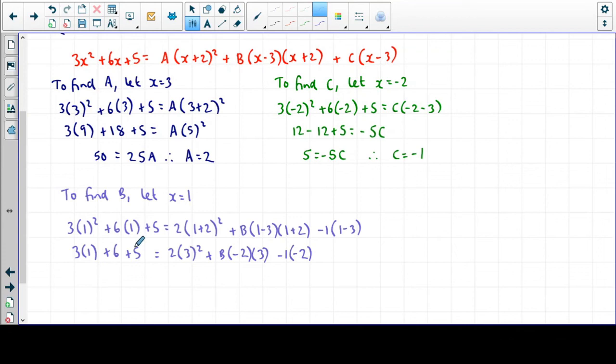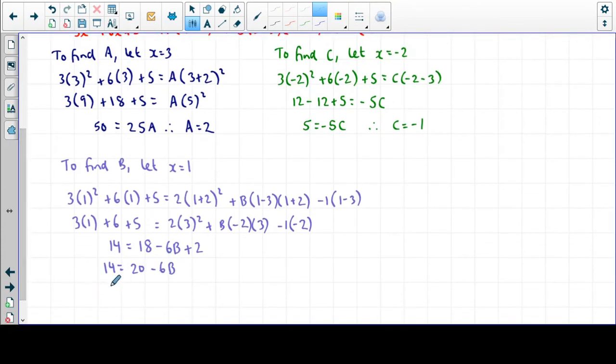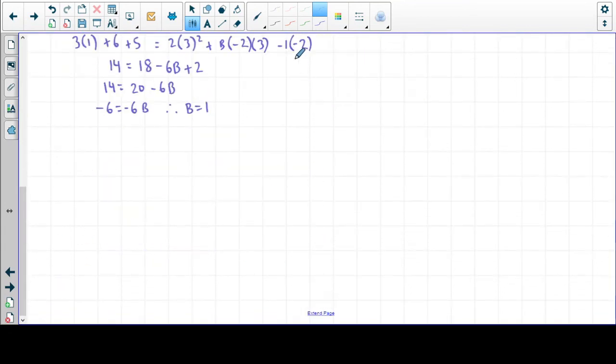So 3 plus 6 plus 5, well that's going to be 14. 2 times 3 squared is going to be 18. That's going to be minus 6b plus 2. So I'm going to get that 14 is equal to 20 minus 6b, which is going to give me that negative 6 equals negative 6b, therefore b is equal to 1. And now I've got everything I need to finish my question off.